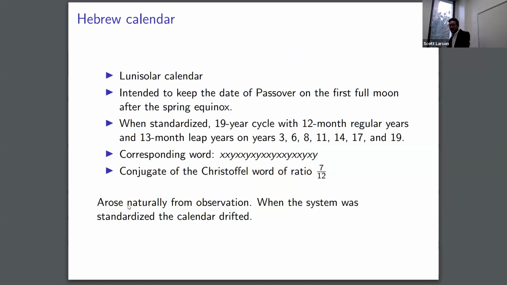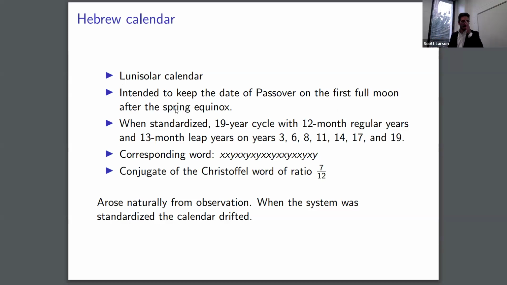We're going to talk about calendars now. So that's kind of how the periodic phenomena relates to Christoffel words. So we're going to start with the Hebrew calendar. It's a lunisolar calendar, which means it's based on lunar months and solar years. Okay. And basically, the intention of it is to keep the date of Passover, which is a religious observance, on the first full moon after the spring equinox.